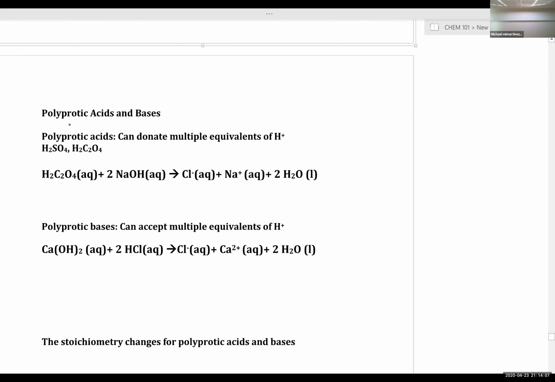Now we're going to address polyprotic acids and bases. Poly meaning many. So polyprotic acids can donate multiple equivalents of H+, such as sulfuric acid, carbonic acid. As we notice, we have 2 H+ equivalents from carbonic acid. So in turn, we need 2 OH equivalents.